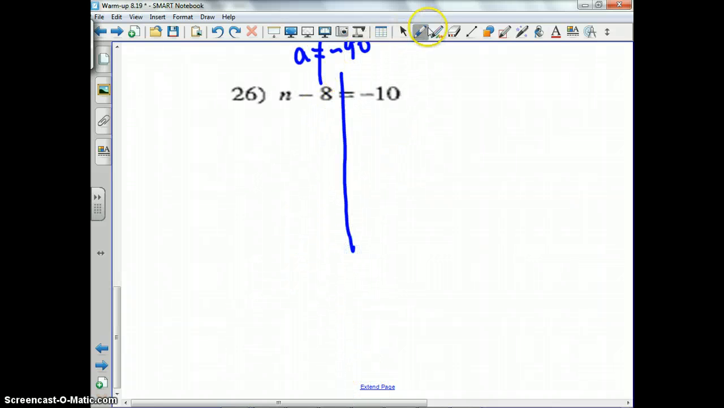Draw our line. This was a little different. This is n minus 8. So I've got to do the inverse of subtraction. The inverse of subtraction is addition, so I'm going to add 8 to both sides. Negative 8 plus 8 makes 0, which leaves us just with this n. I'm going to copy that down. That's an n. Negative 10 plus 8 is negative 2.